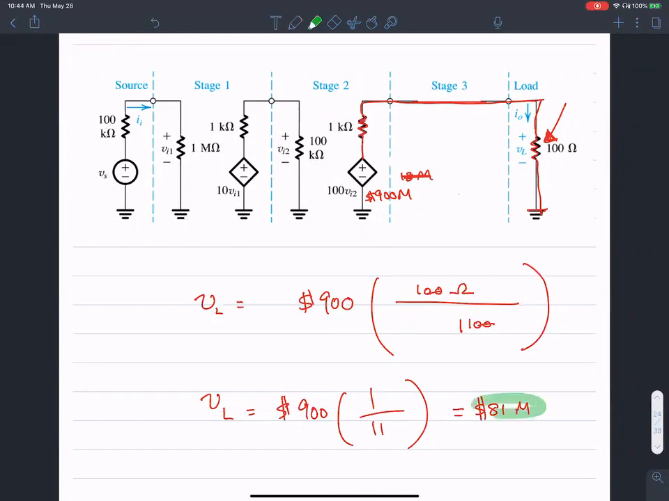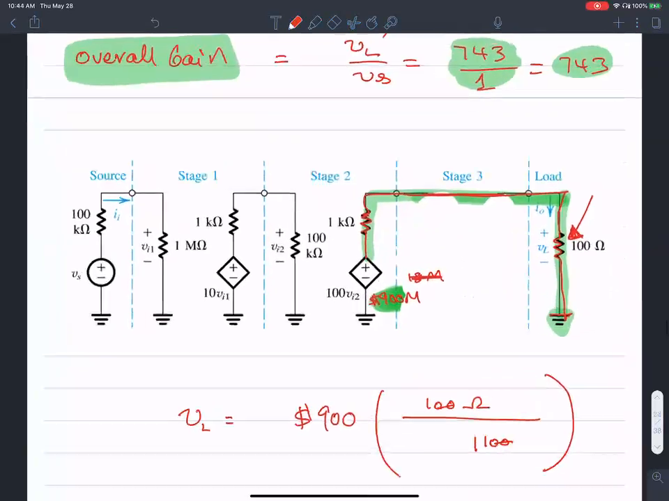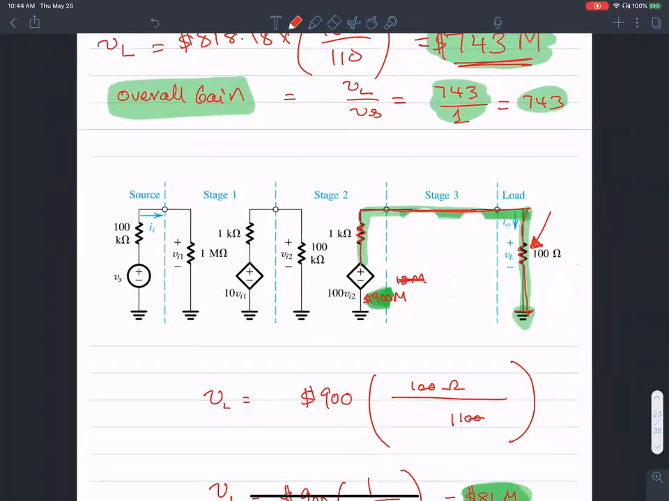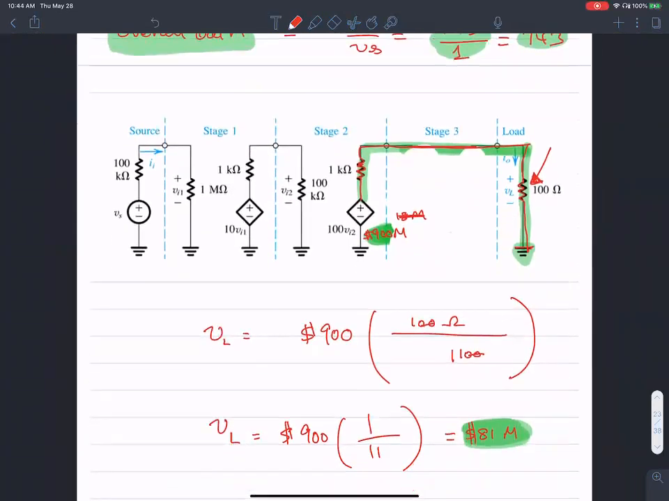Geez, what happened? What the heck happened here that my $900 million... I thought I was ready to cash out through this resistance here to VL. What do you think happened here that gave me such a terrible loss, such a terrible return? Bunch of the signal was lost in the source of stage three, right here, correct?